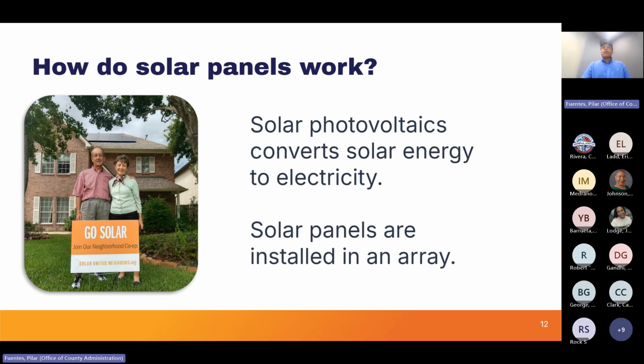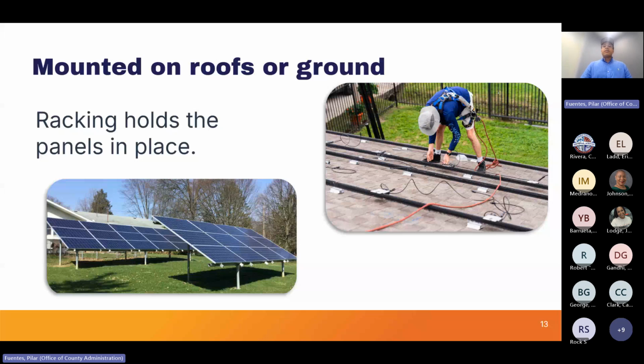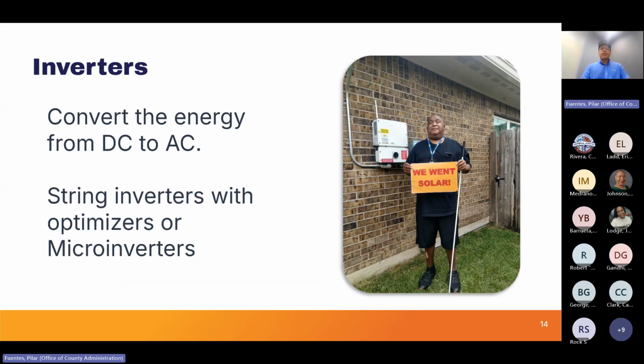How do solar panels work, right? So solar panels convert sunlight into electricity, and they're installed on your roof or on your property in what's called an array. They can be installed on your roof or on the ground. There's also carports. There's a lot of different ways to install solar. They're experimenting with vertical installations as well in Germany, and a lot of exciting developments there.